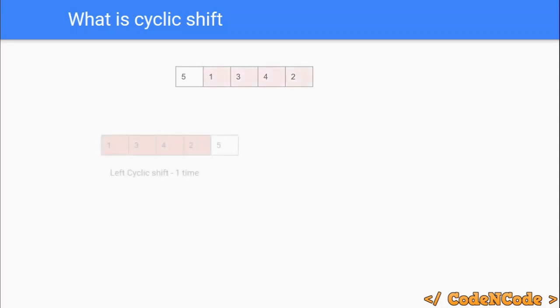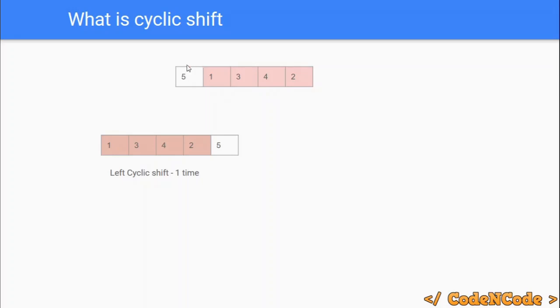So the left cyclic shift is defined like this. If you left shift this whole array one time, what would happen? This first element would be discarded and the whole of the rest would be shifted towards the left. These n-1 elements from position 2 to n will be shifted towards the left. So the element at position 2 will be at position 1 after shifting, this would be at position 2, this would be at position 3, this would be at position 4.